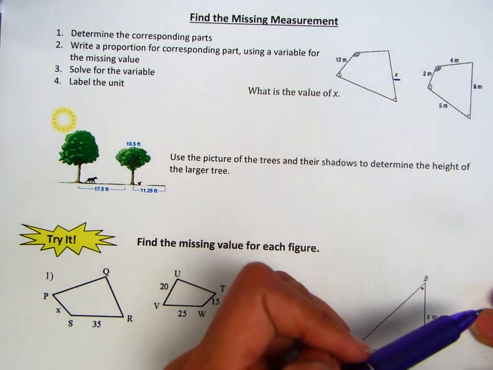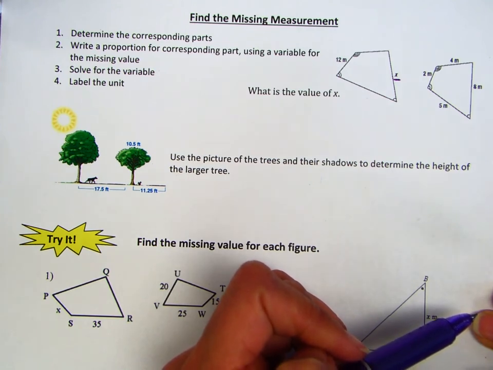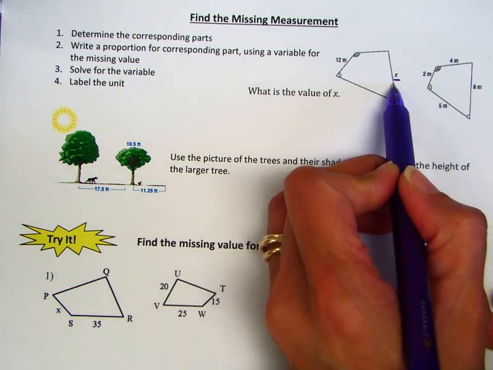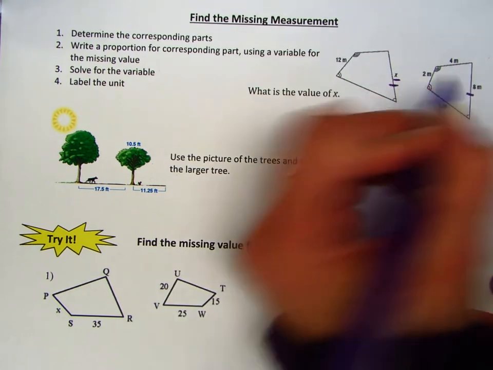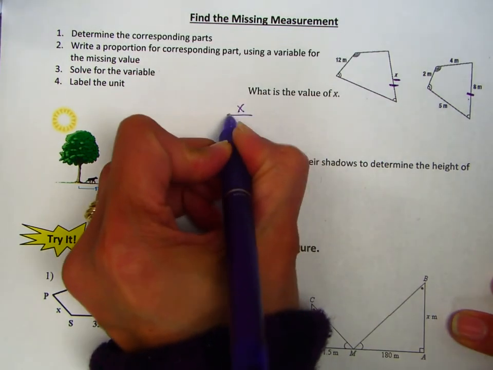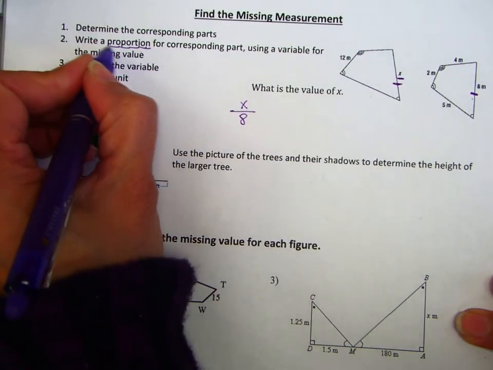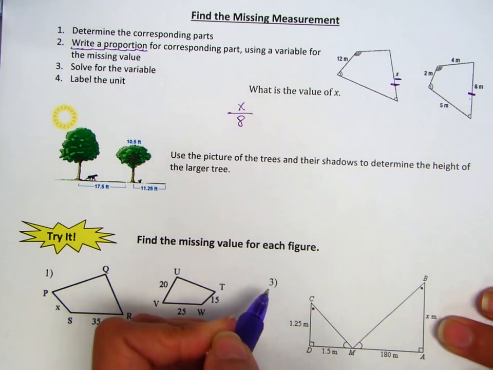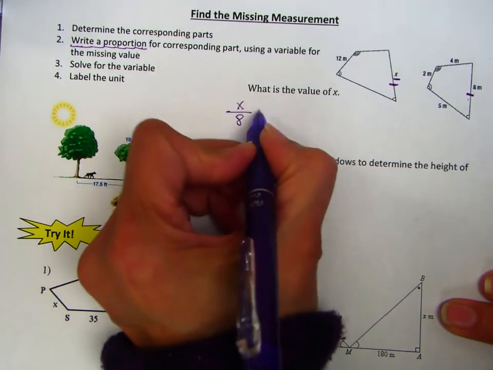These two shapes are facing the same direction. Are they facing the same direction? Yes, it looks like they are, so I can find my corresponding part. This is my missing value. So I'm going to find the corresponding part for that, which is right here. And I can write that as a ratio, x to 8. But now I want to write a proportion for a corresponding part. Well, this is my unknown corresponding ratio.